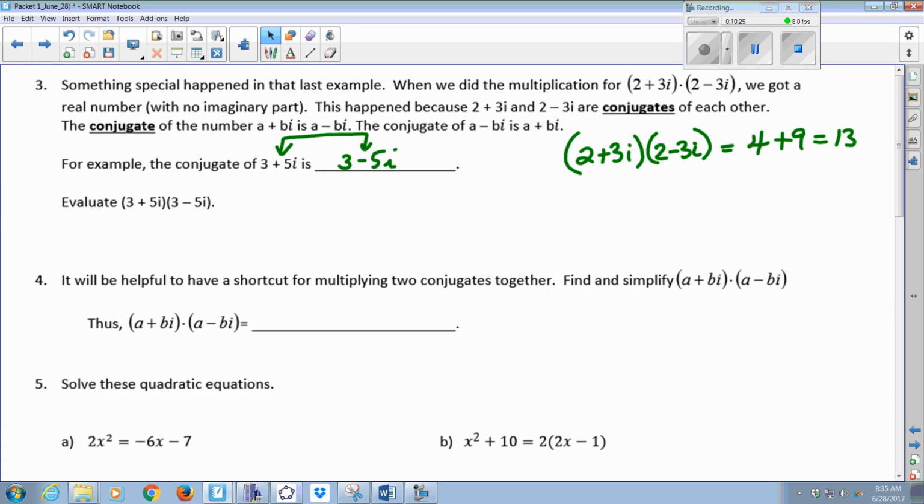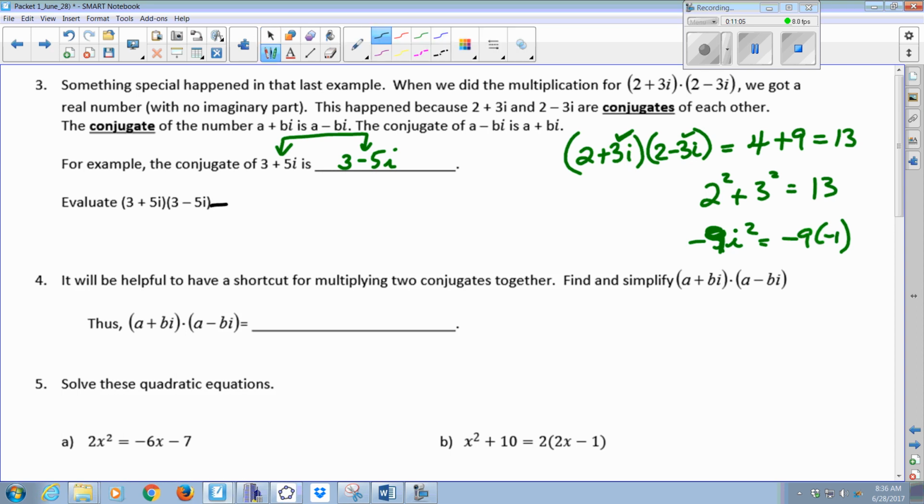So 4, remember, was 2 squared. And the 9 we could think about as, remember, we got the 9 from subtracting 9i squared, which became negative 9 times negative 1. So if you just look at the 3 here, the coefficient of the i, the imaginary part, if we just square the 3, we end up with our answer. So would that always work? Can we just square this first number for each conjugate, the 2, and then can we square the 3 and put a plus sign? Well, let's see if this works. It'd be really handy dandy if it does.